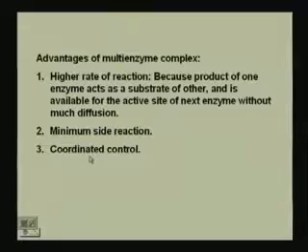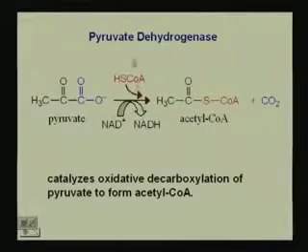We also have minimum side reactions and, which is most important, coordinated control of what is going on in the reaction. So, the overall reaction is pyruvate getting converted into acetyl coenzyme A with the release of carbon dioxide with this enzyme.